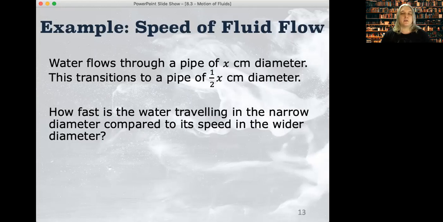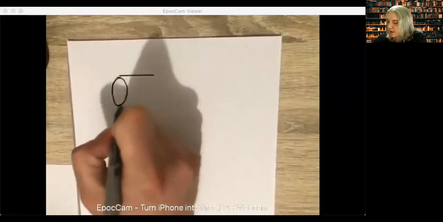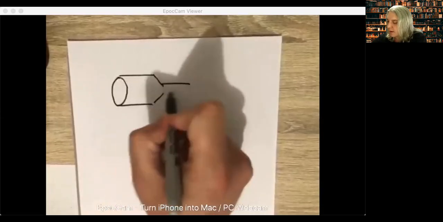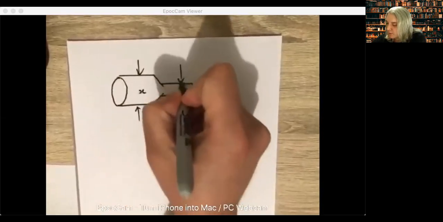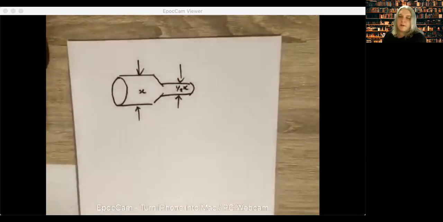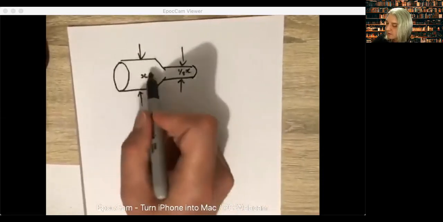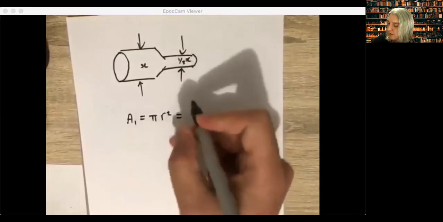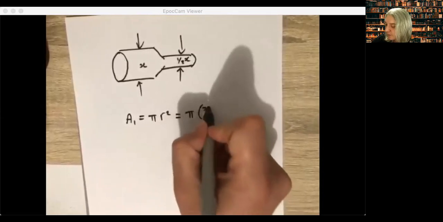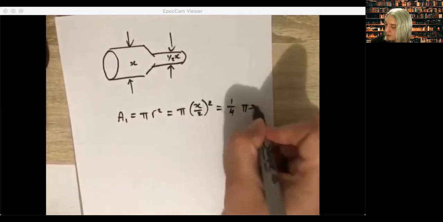We'll jump over to the document camera and we'll just have a play with this for a moment. So we've got a pipe, this will look very much like the diagram we just had. We got a pipe, and then it narrows to one with a half x diameter. So this is x, and this is half x. Now it says x and half x diameter. That means that we are thinking about the area is going to be A1 is equal to pi r squared, which equals pi x over 2 squared, which is equal to a quarter pi x squared.